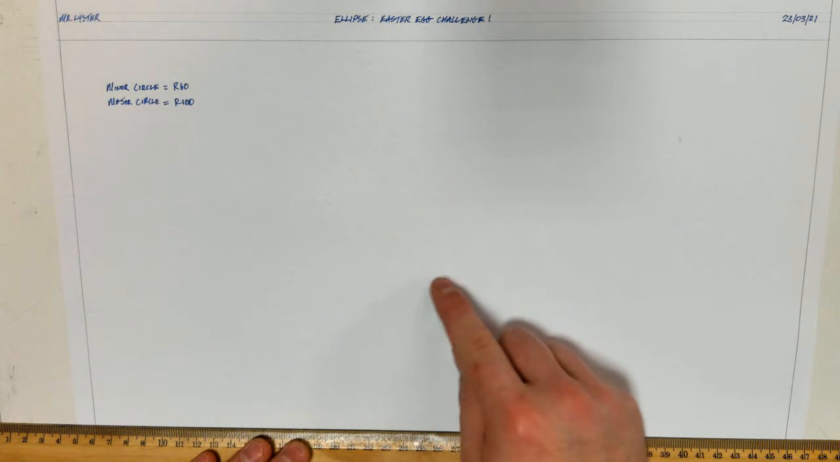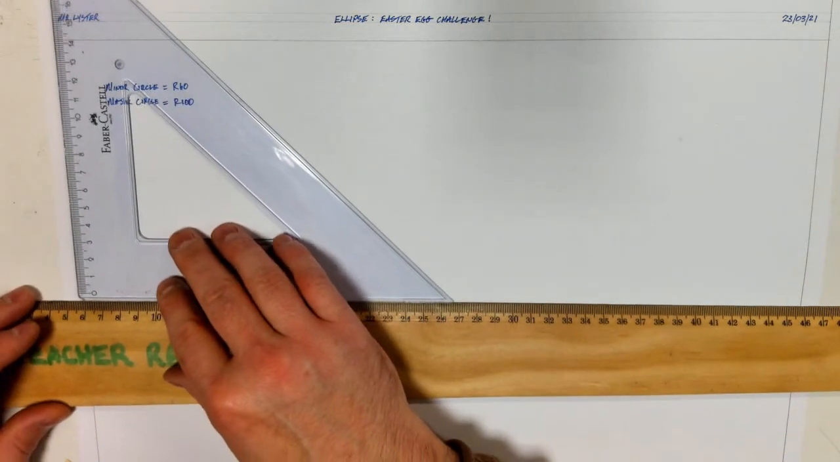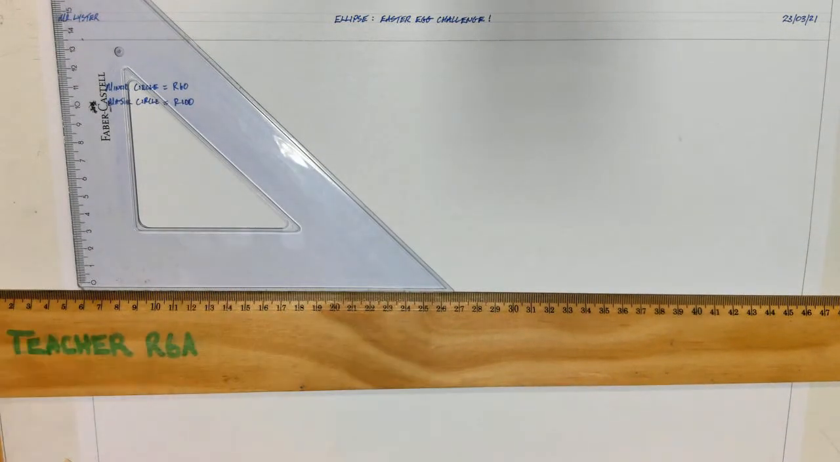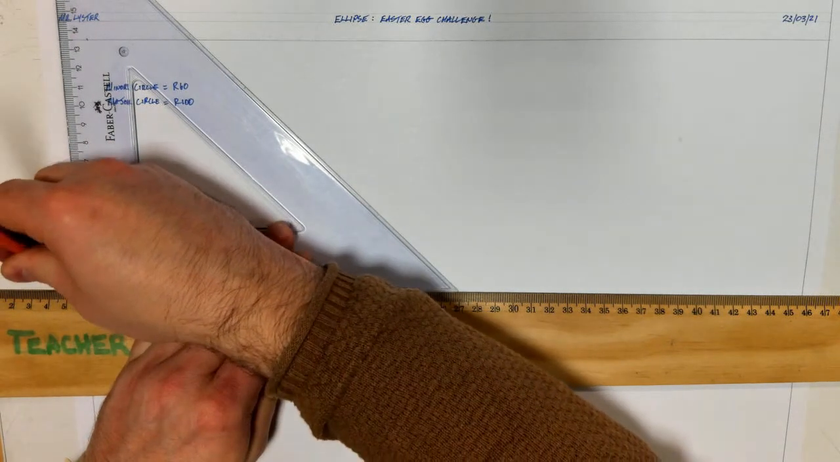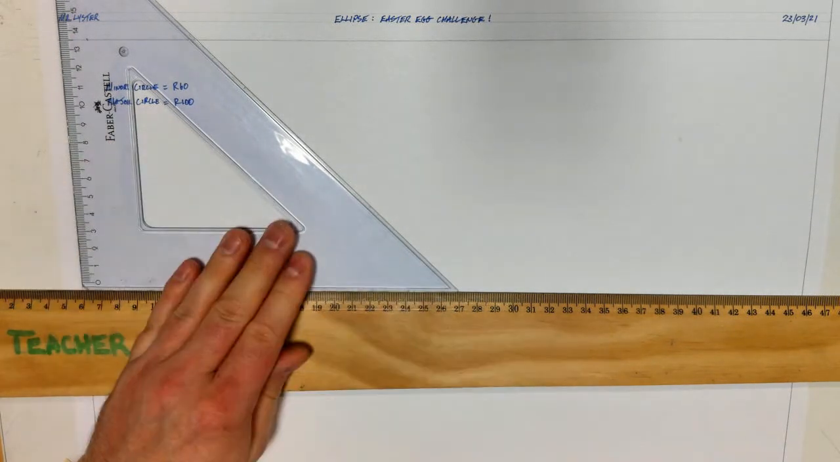Well, we're going to locate a point roughly in the center of our page here, and we're going to draw a circle with a radius of 60 and a circle with a radius of 100. They are going to be concentric, meaning they share the same center point. In order to find halfway on our page, firstly we'll come down roughly about 135, on the side border on the left hand side.